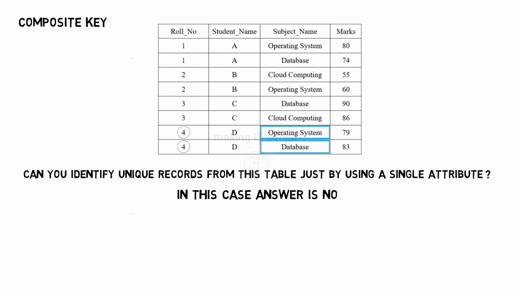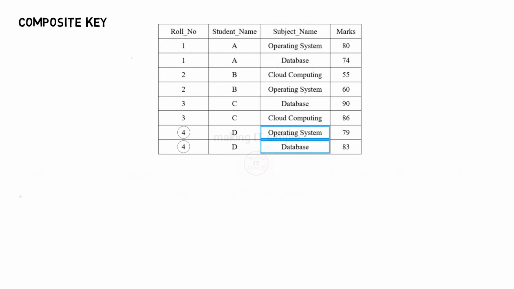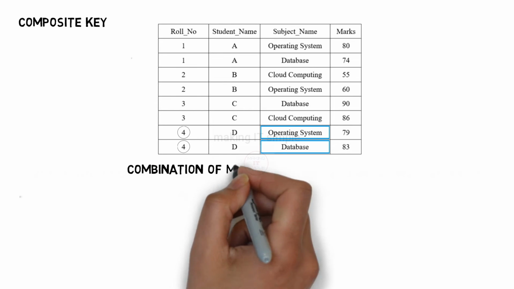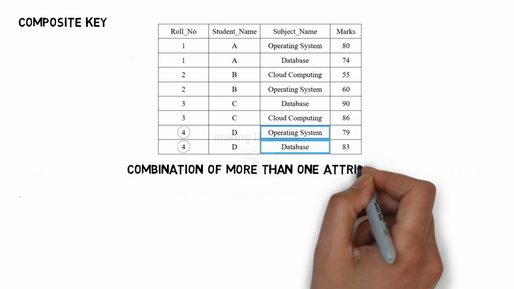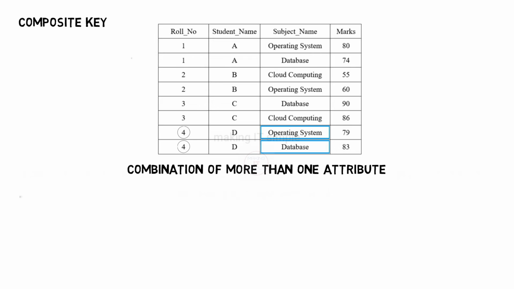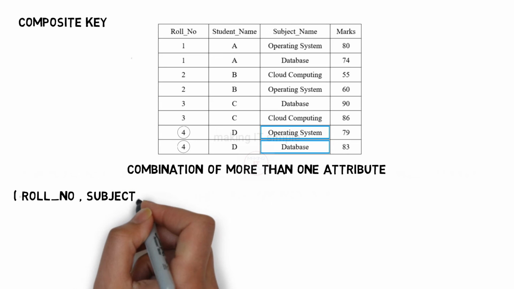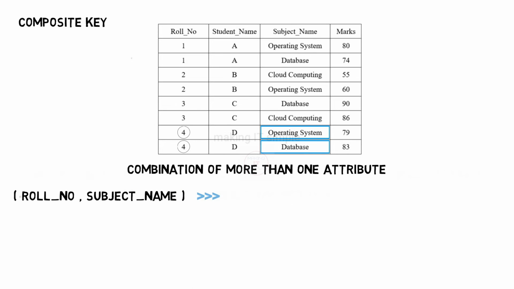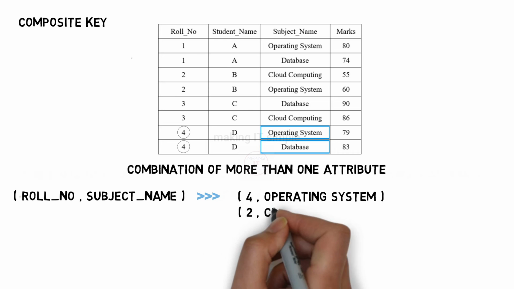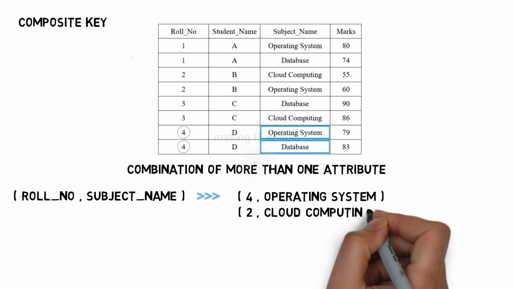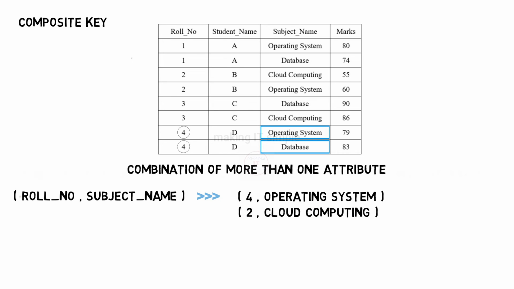In such cases, a single attribute cannot be chosen as a key. So in such cases, we need to use a combination of more than one attribute to uniquely identify records from the table. For example, if we use the combination of roll number and subject name, roll number 4 and subject name operating system, there is no other record with such combination. Or roll number 2 and subject name cloud computing can be another example.